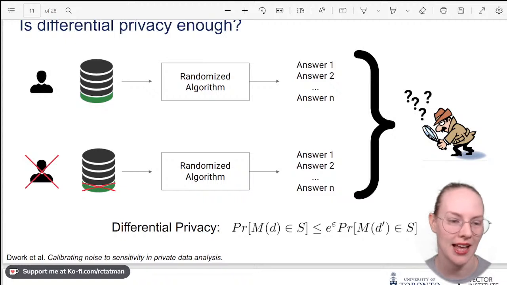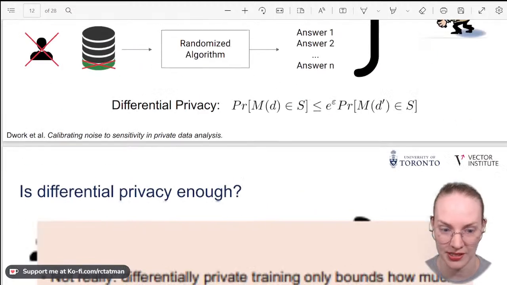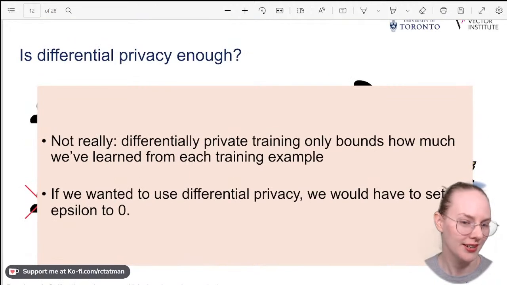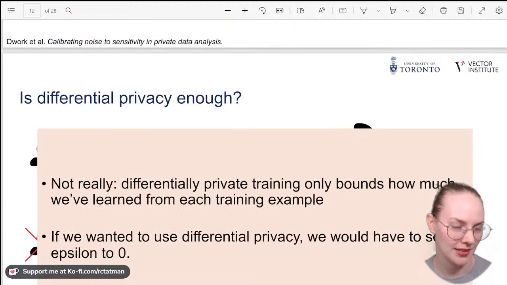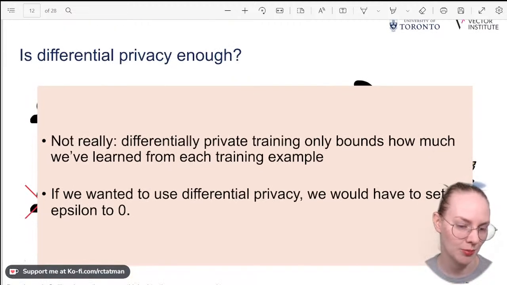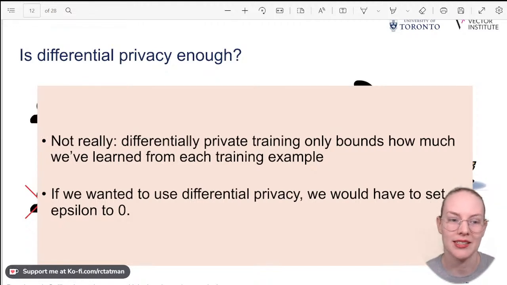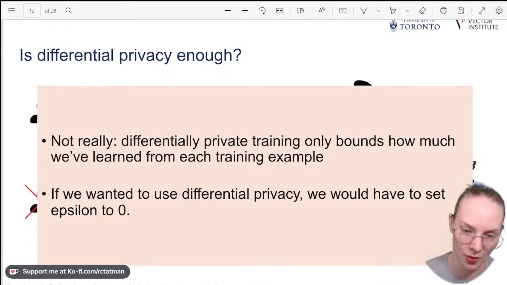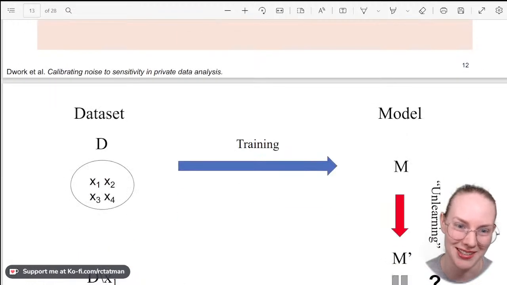The goal here, in terms of differential privacy, is that if you remove a specific record, you get the same result out. However, that's not really the case, because differential privacy only bounds how much we've learned from each training example. If we wanted to use differential privacy, we would have to set epsilon to 0, so that you can't learn anything from any training example, which is obviously an issue if you're trying to do a machine learning thing.